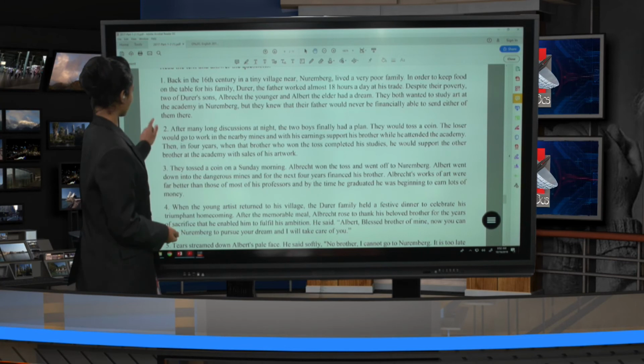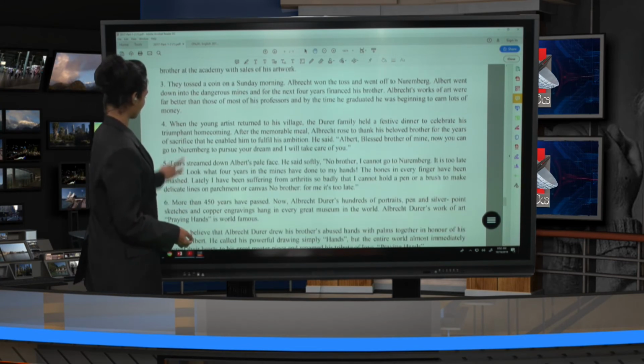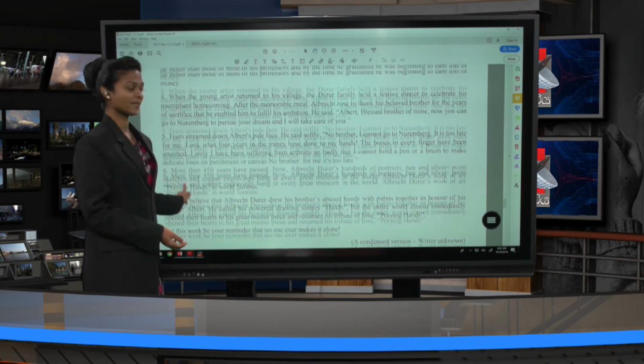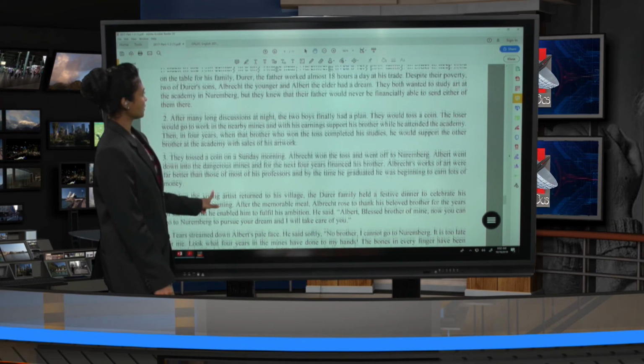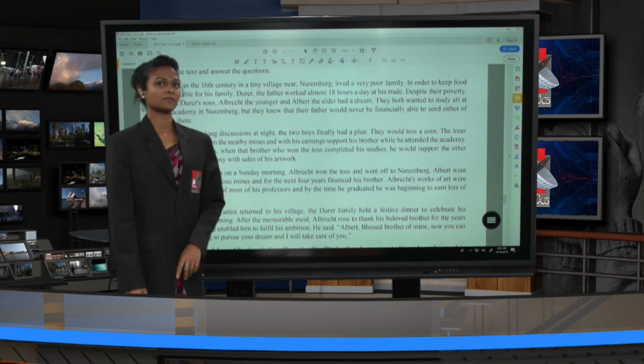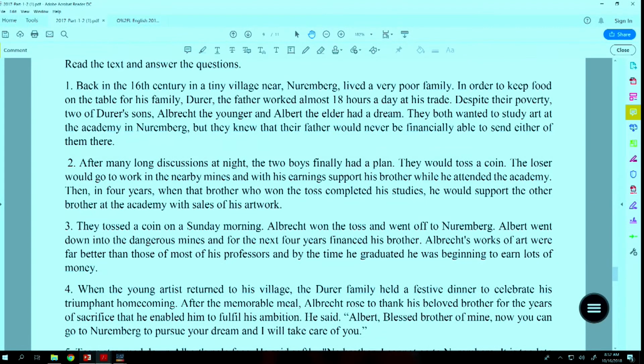How many paragraphs are there? They are numbered here: 1, 2, 3, 4, 5, 6. Altogether there are 7 paragraphs. In the first paragraph, read it with me. Back in the 16th century, in a tiny village near Nuremberg, lived a very poor family.